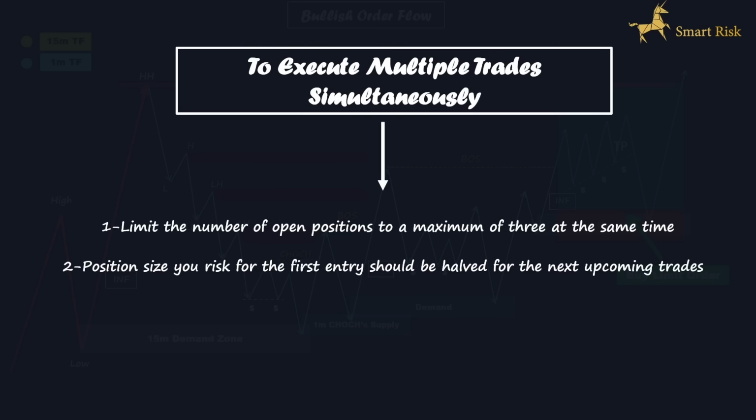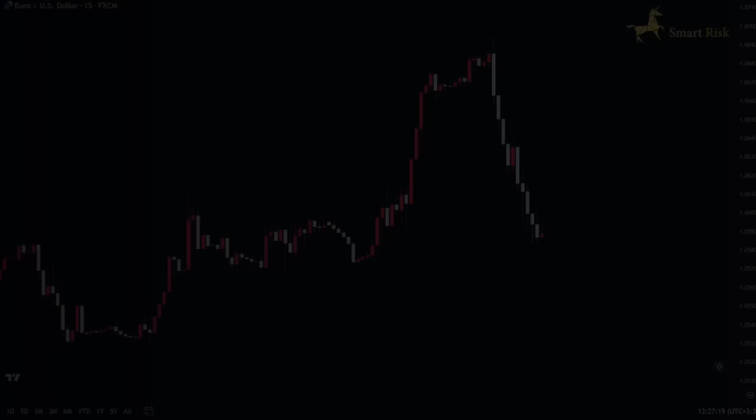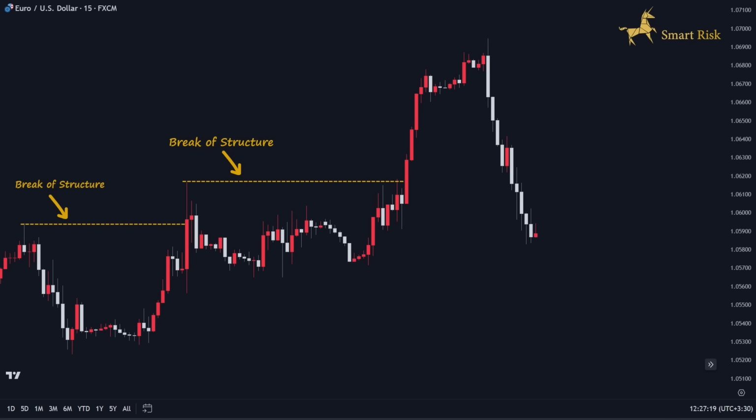Now let's proceed to the real chart and see a trading example. Here, we have the 15-minute chart of the euro-dollar on the screen. As you can see, the price is in an uptrend and has also created bullish breaks of structure to the upside. If we look at the most recent break of structure, we can see that the price has formed a perfect demand zone with inefficiency placed at its top.